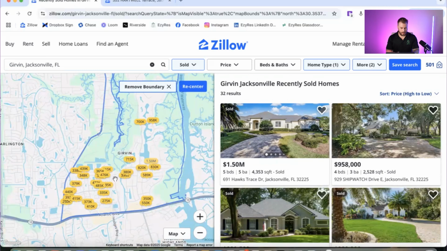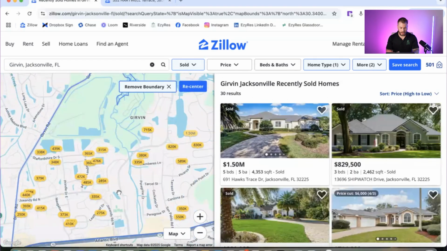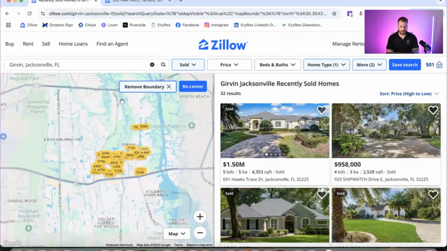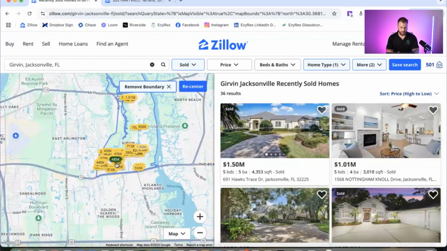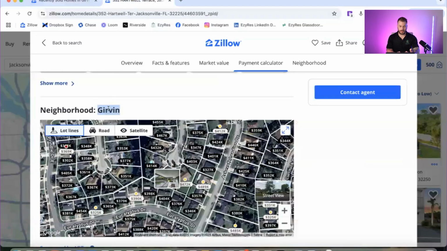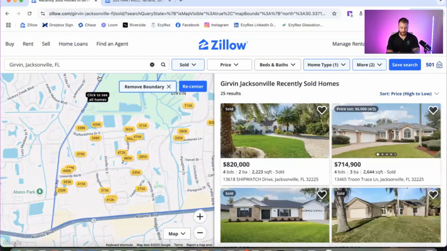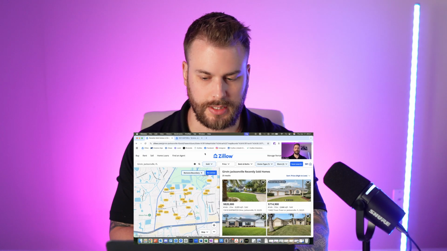I probably won't be going to these comps. I'll probably just be finding stuff closer to me right over here. But at least it shows you, okay, this is all Gervin. I'm definitely not going up here, but it shows me where Gervin is. And sometimes it doesn't. Sometimes it'll just tell you a zip code. But I like to do this, just see what kind of boundary it sets for me. And then I follow my own boundary after that. But at least I know where I'm staying in. So it's a good little trick to see.